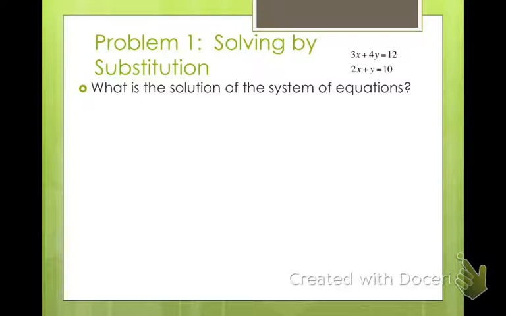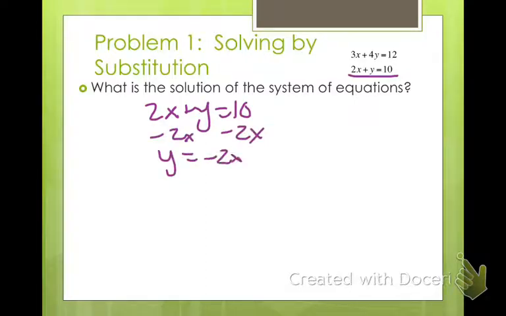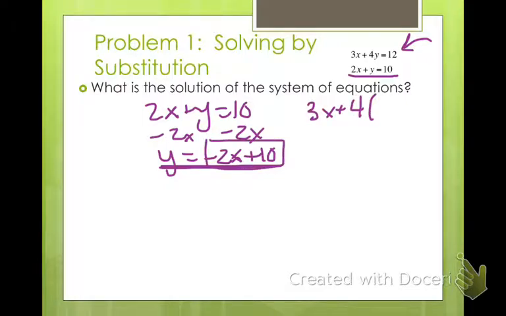So what we're going to do is, by substitution, take one equation, like I'm going to pick this one, something that's easily solvable for a variable. So 2x plus y equals 10. I'm going to subtract 2x from both sides. So we get y equals negative 2x plus 10. Since I have y equals something, I'm going to plug this into my second equation for whatever y is. So I'm going to take this 3x plus 4, and instead of y, I'm going to put this other value: 3x plus 4 times negative 2x plus 10 equals 12.